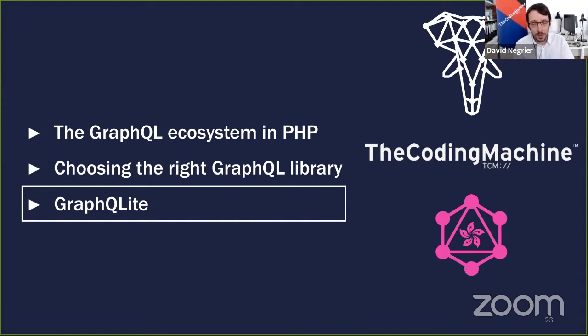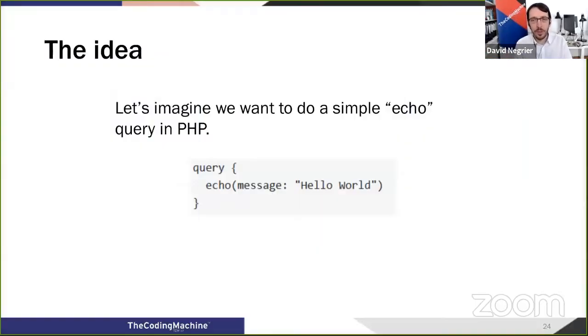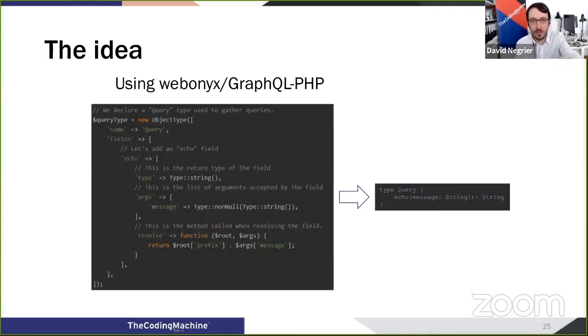GraphQLite. Before doing the demo, I will try to explain the philosophy that drove GraphQLite. Basically, my idea was, let's imagine you want to do a simple echo query in PHP. If you want to do such a query in GraphQL, it will look like this. I'm creating a query type, and there is a field echo, it takes a message, and it will return the message, I'm doing an echo.